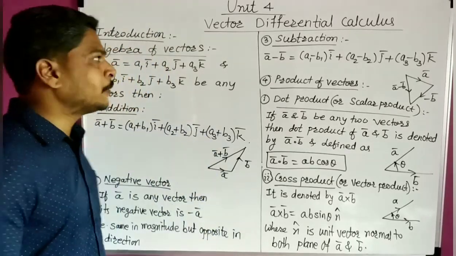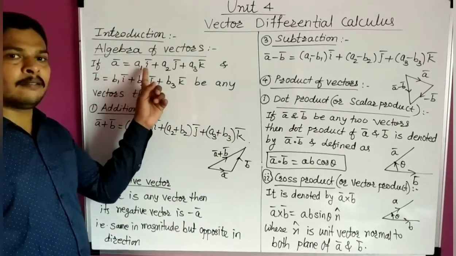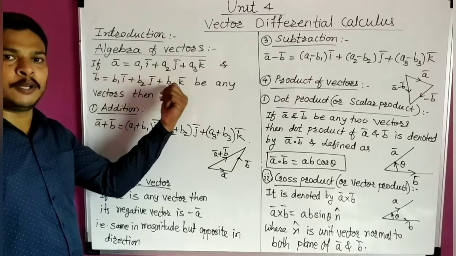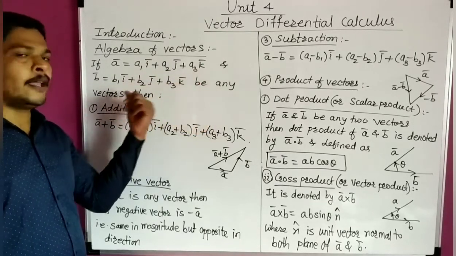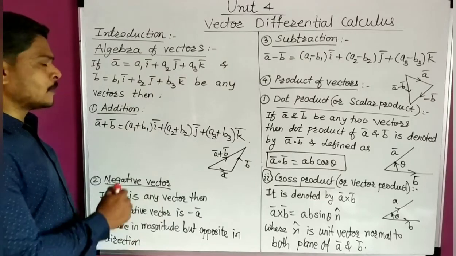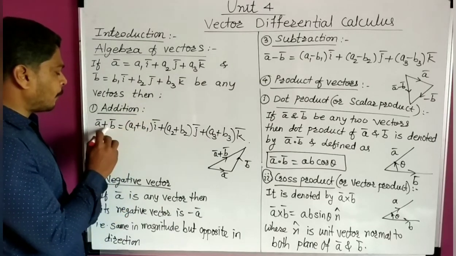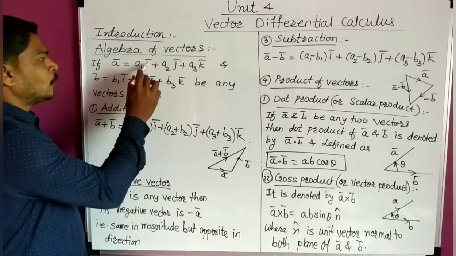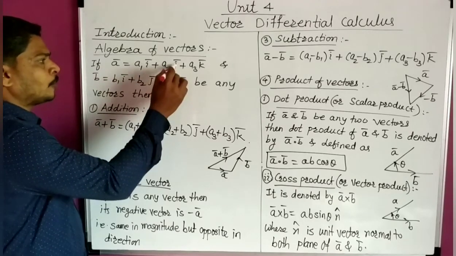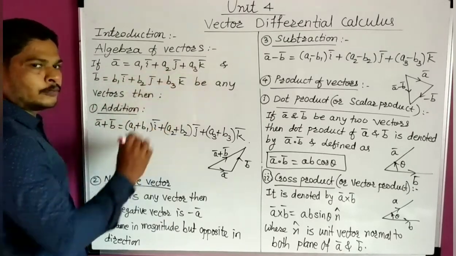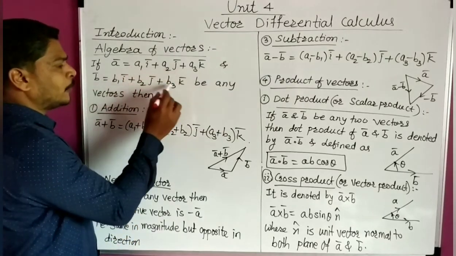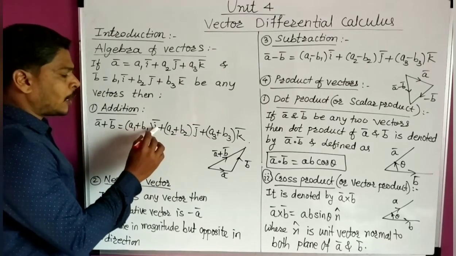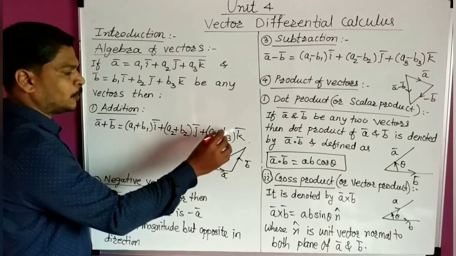Now the next topic is algebra of vectors. If A bar is A1 i bar plus A2 j bar plus A3 k bar, and B bar is another vector B1 i bar plus B2 j bar plus B3 k bar, be any two vectors, then the addition of these two vectors, A bar plus B bar, is equal to A1 plus B1 i bar, that means take the addition of the coefficients of i, then of j, and then of k. Here A1, A2, A3, B1, B2, B3 are all scalar quantities. So A bar plus B bar becomes A1 plus B1 i bar plus A2 plus B2 j bar plus A3 plus B3 k bar.